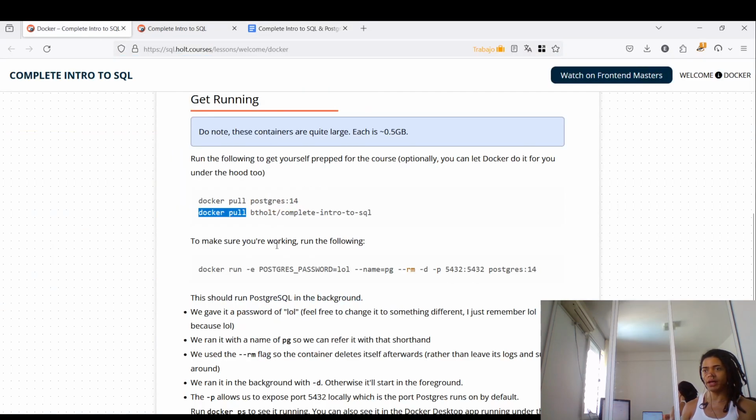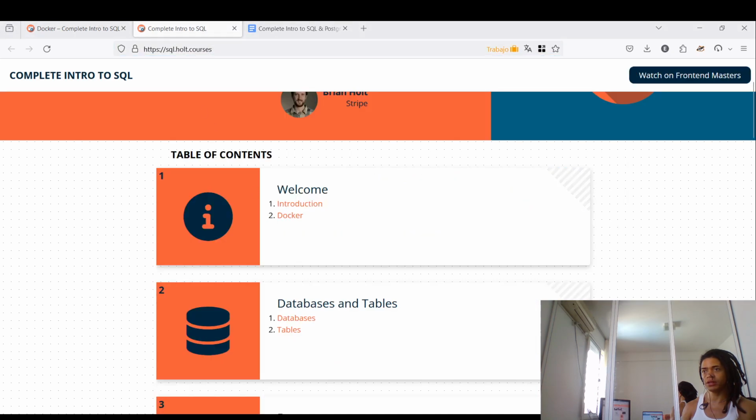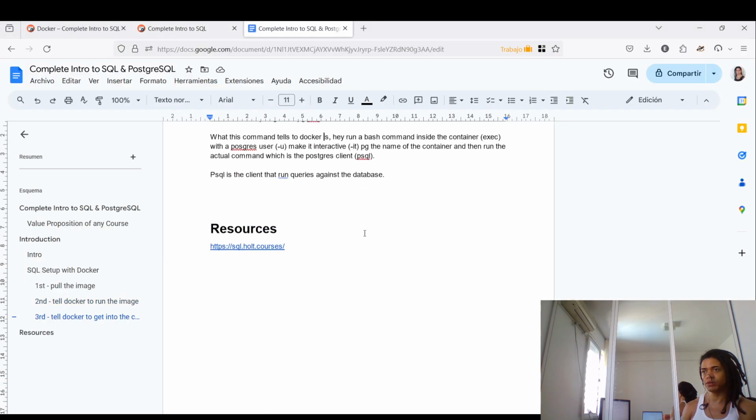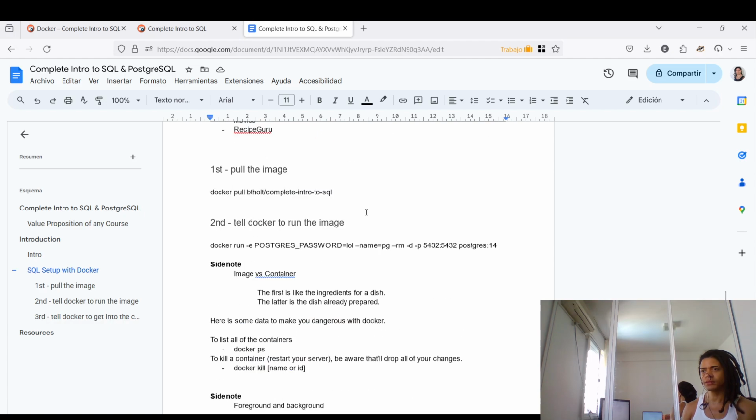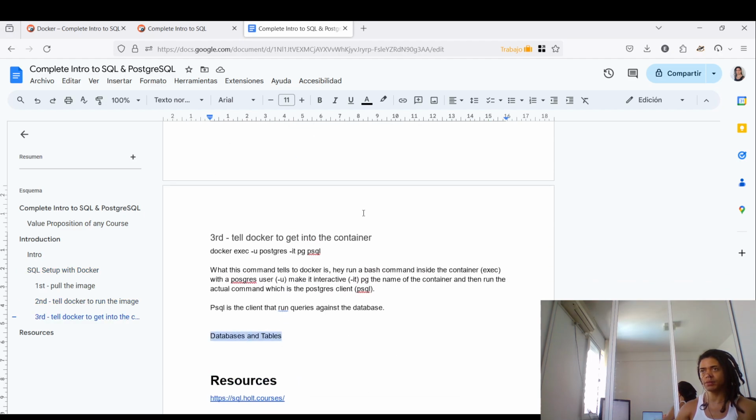So if we move on now to the next section, which is databases and tables. Let me actually put that here: databases and tables. Okay, so let's do it.